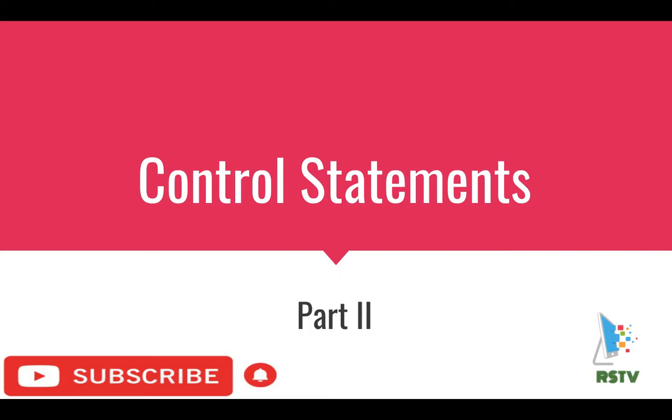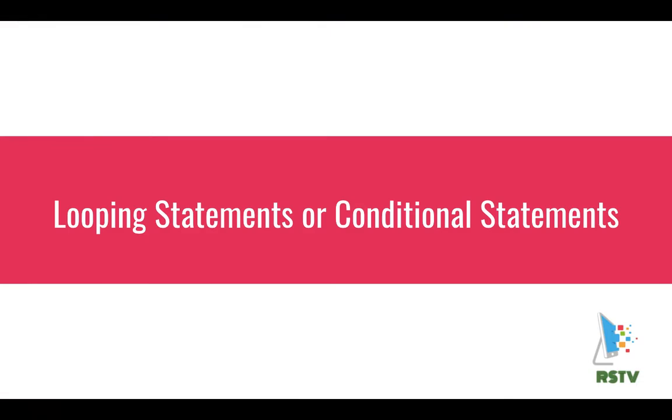So now I will quickly start the video. Looping statements are conditional statements. In a program, if any part of the code needs to iterate multiple times, then we should go for loops. Here, there are three types of loop statements: for, while, and do while.